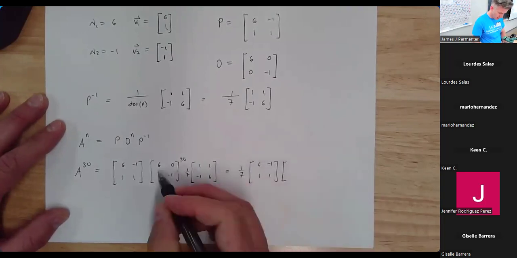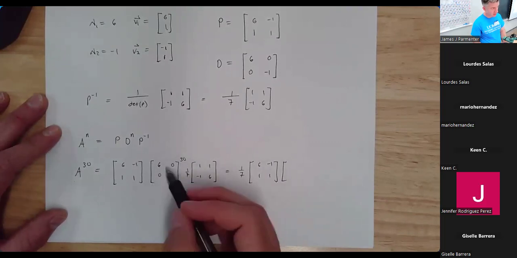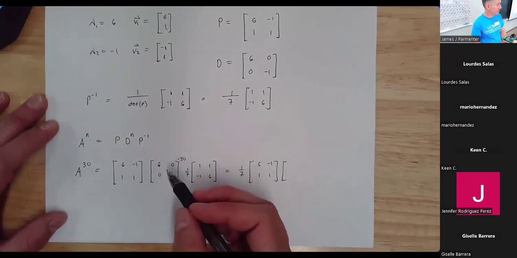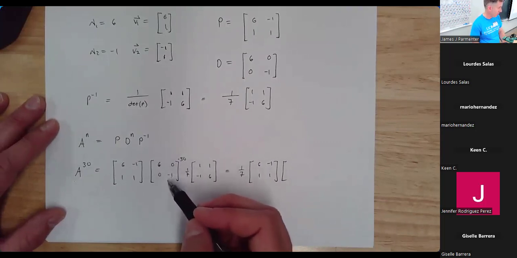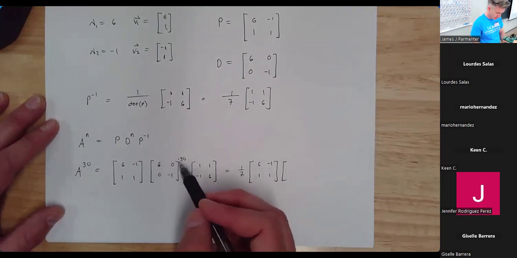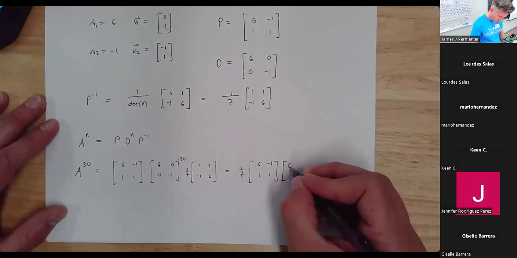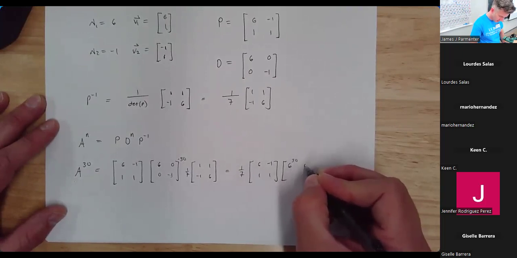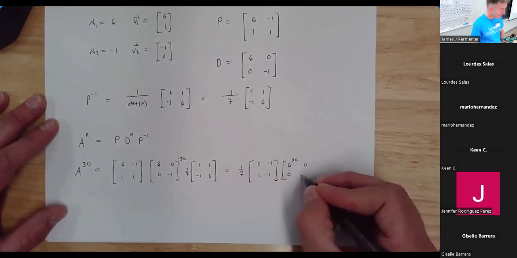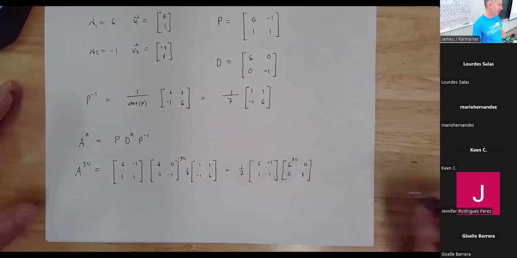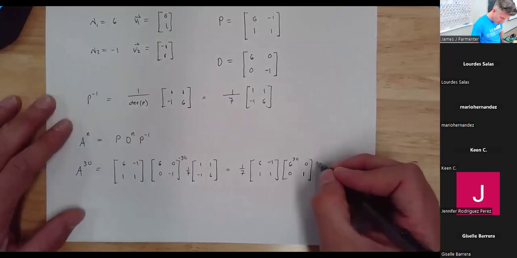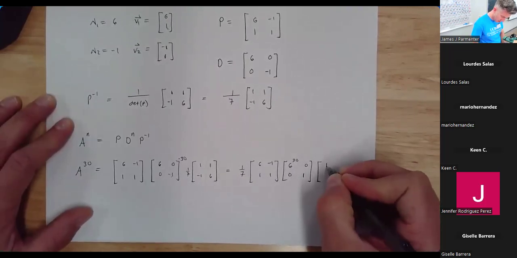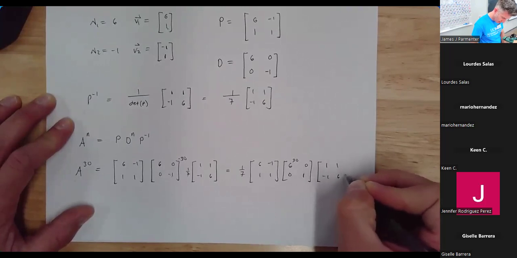And then this matrix here, the diagonal matrix raised to a power, is the special case where just each of the diagonal things get raised to that power. So 6, 0, 0, negative 1 to the 30th power is equal to 6 to the 30th, 0, 0, negative 1 to the 30th, which is positive 1. I should have picked an odd power, so it'd be negative 1, but oh well. And then here's the rest of P inverse, 1, 1, negative 1, 6.